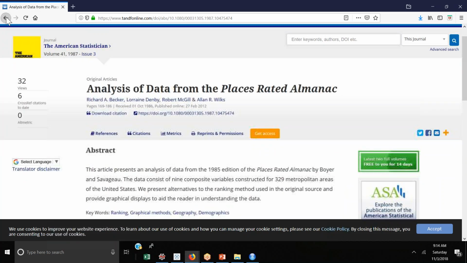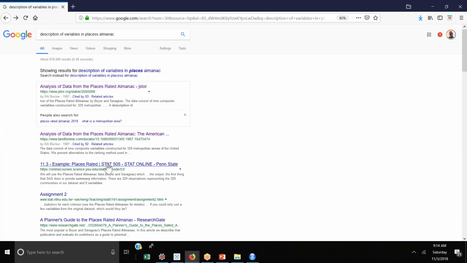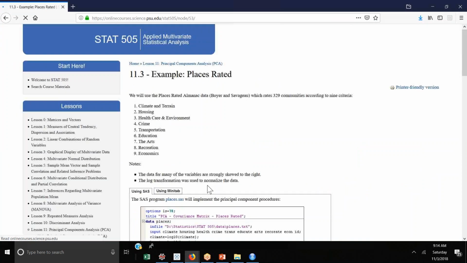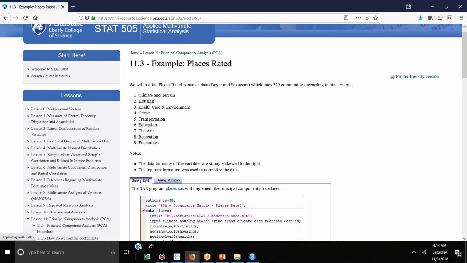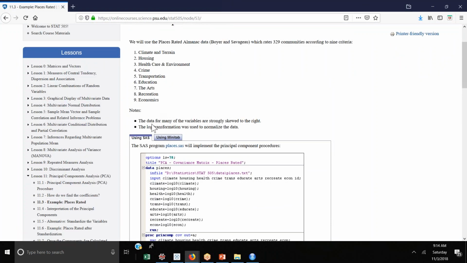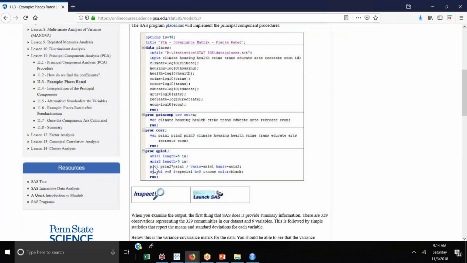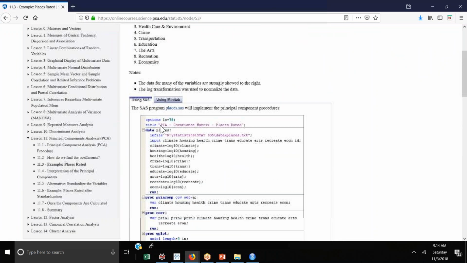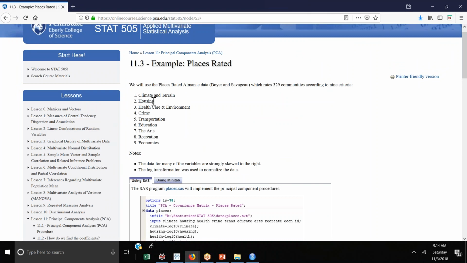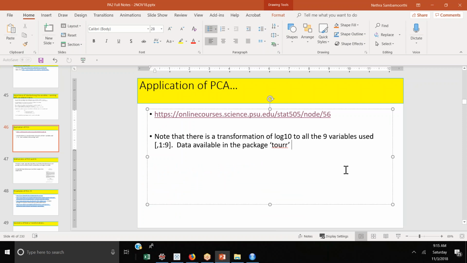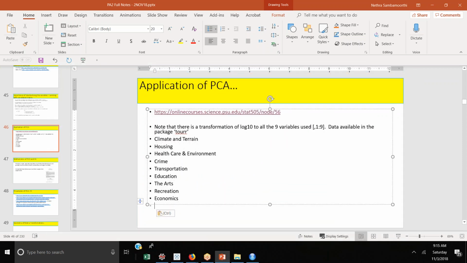Yes, sir. Okay, I'm trying to get the definitions for the variables. One moment. This is what I already have. It's okay. That is fine, but education, okay. I think that's good enough. I think we don't need anything new. These are the variables: climate or terrain, housing, how favorable these all are in general. 329 communities. So I want to note it down here, keep it there so that I can come back. Search again.